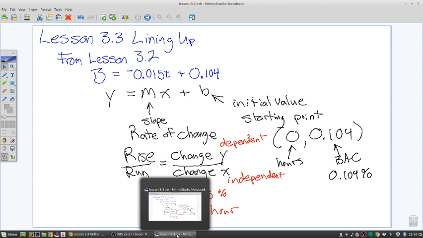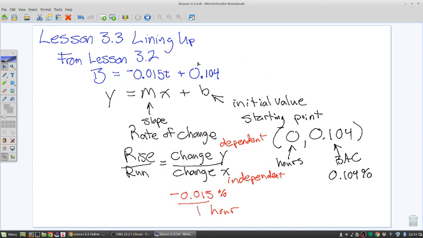So in lesson 3.2, we looked at blood alcohol content and considered the example of the 120-pound male that had 3 drinks. So his initial blood alcohol content is this calculation here. We ended up with 0.104. And the constant change we had going on was that negative 0.015. And what we found when we played with the table with these values is that for every hour that went by, his blood alcohol content dropped by 0.015%.